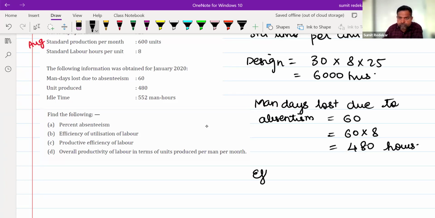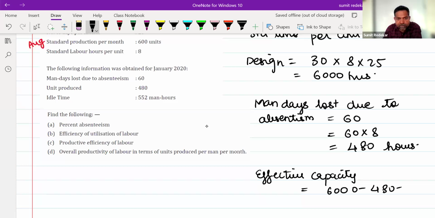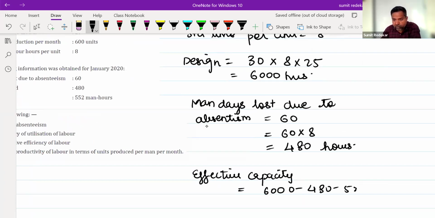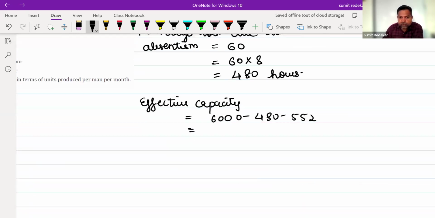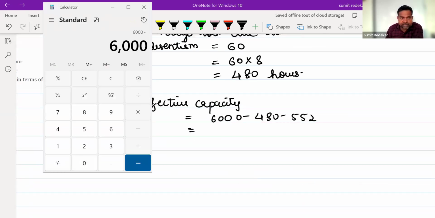So effective capacity is 6,000 minus the 480 that is lost due to absenteeism and 552 that is lost due to idle. So what are you left with? 6,000 minus 480 minus 552, which is 4968.